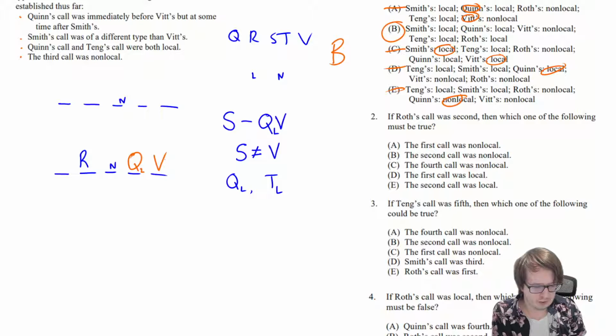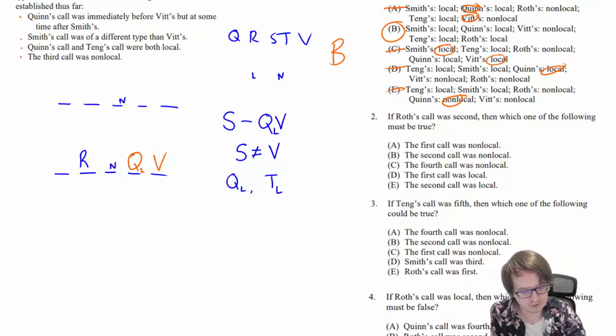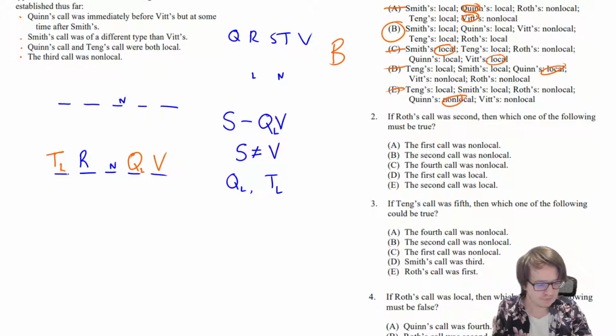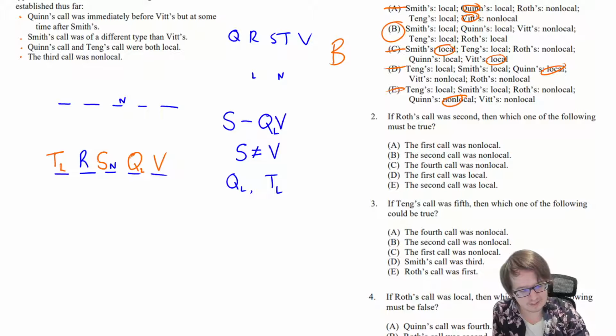Now, do we know where T is? Yes, we do, because T is local as well, based on our rule down here. So the only place it can go is in the first position, because if it goes in the third position, now it is non-local. That'd be a problem. So the only thing left that we have is S, and we know that S and V are different types, so V will be local, S is non-local, and R we don't know.